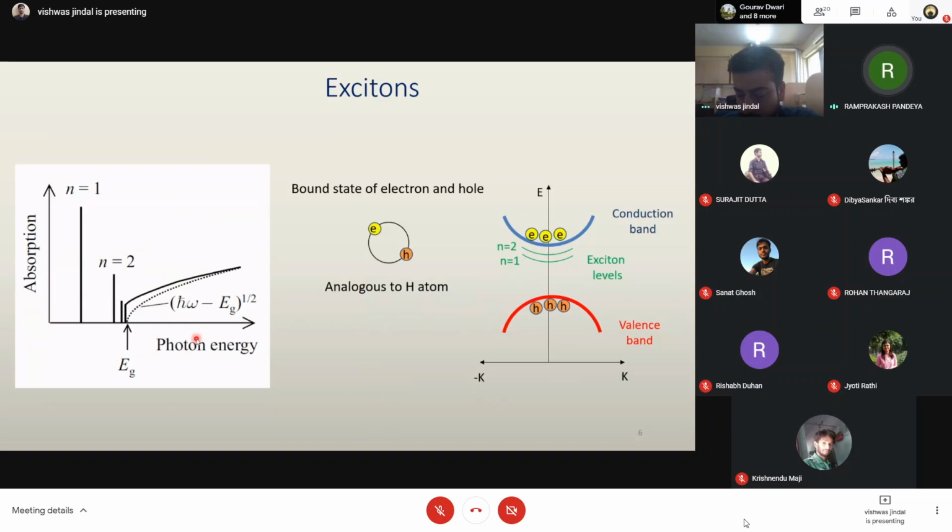That's what I'm saying. It's actually wrong to say it's lying close to the conduction band or valence band. We can discuss it later also. Okay. I also don't know anything.